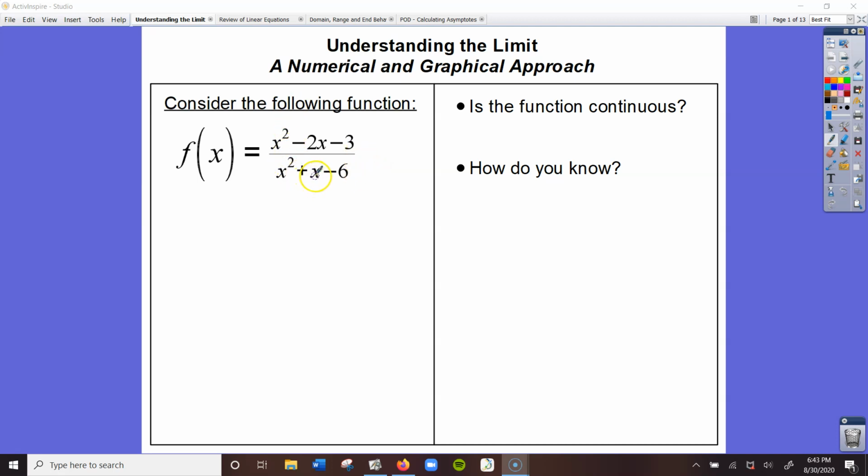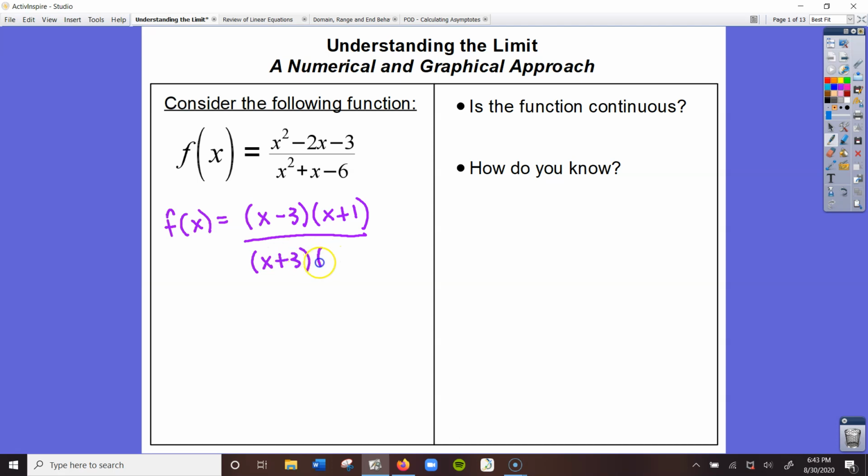The first thing we need to do is factor both the numerator and the denominator. When we factor the numerator, we get (x minus 3)(x plus 1). In the denominator, when we factor, it would be (x plus 3)(x minus 2). Upon inspection, we notice that none of these factors cancel. Remember that when factors cancel, we would have a hole. So right away, I know that there are no holes.